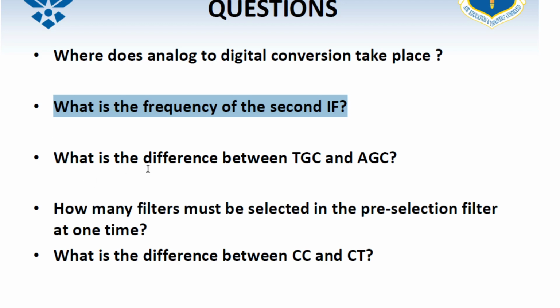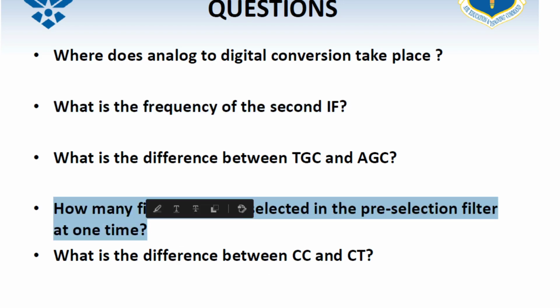What is the difference between TGC and AGC? TGC is for the signal going out, and then AGC is for the handset. Yeah, very good. So TGC is for the signal going out, the varying voice levels going out to the antenna. And the AGC is for the varying voice levels coming into the handset. Outstanding. How many filters must be selected? I don't think anyone's going to get this one wrong. 2 of 9.